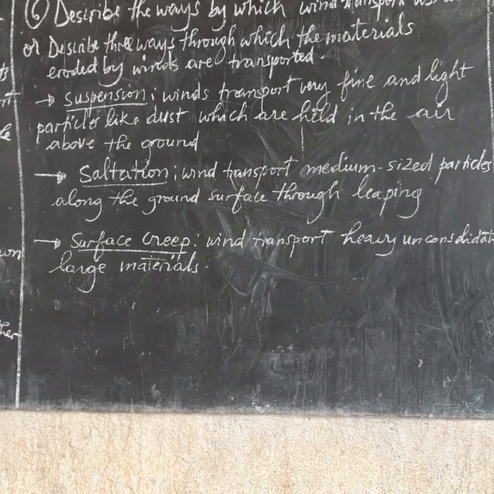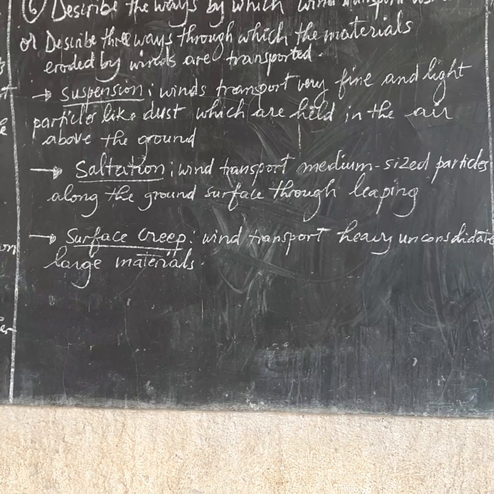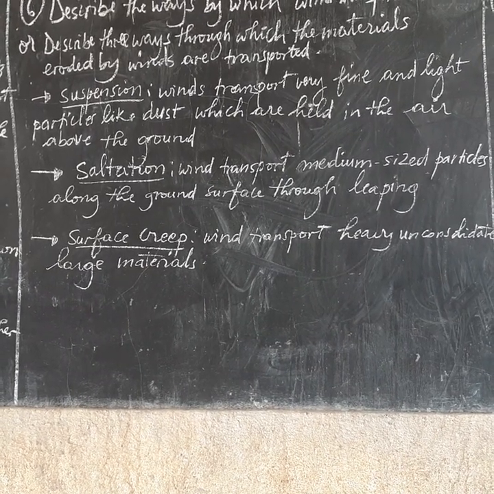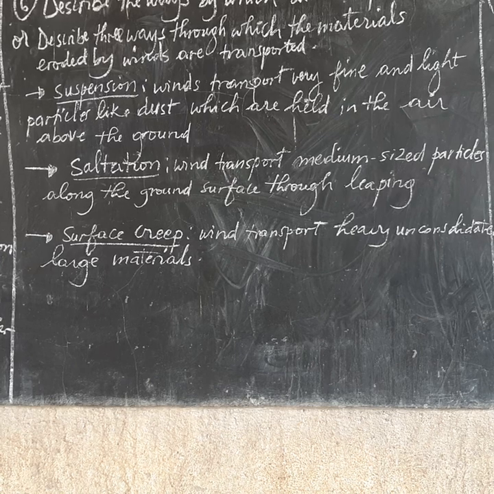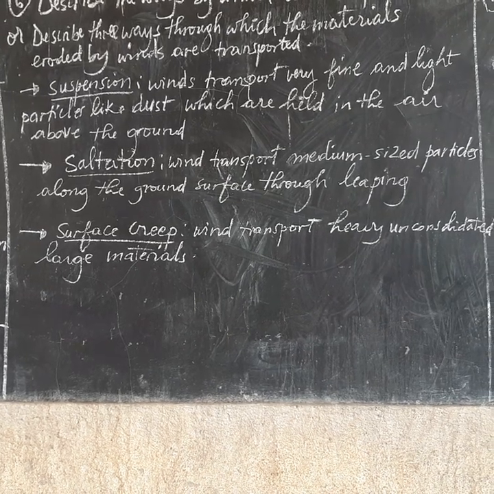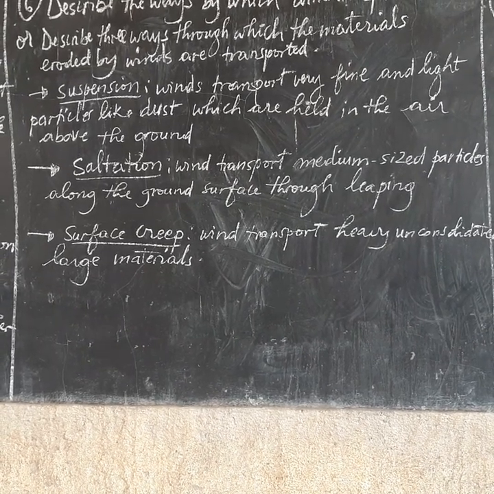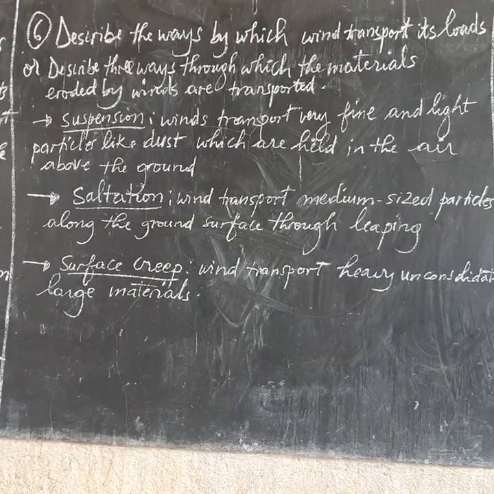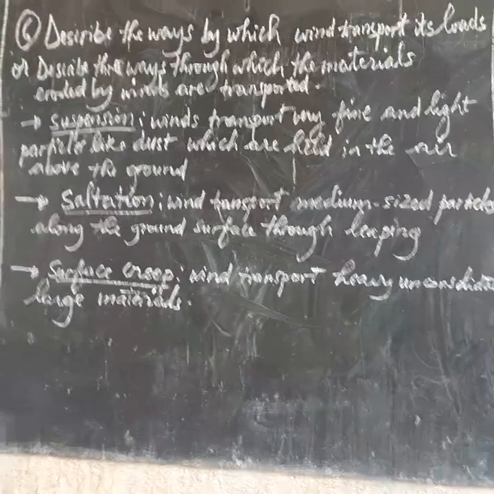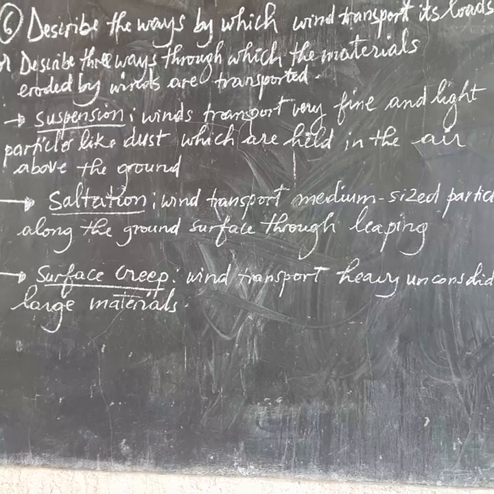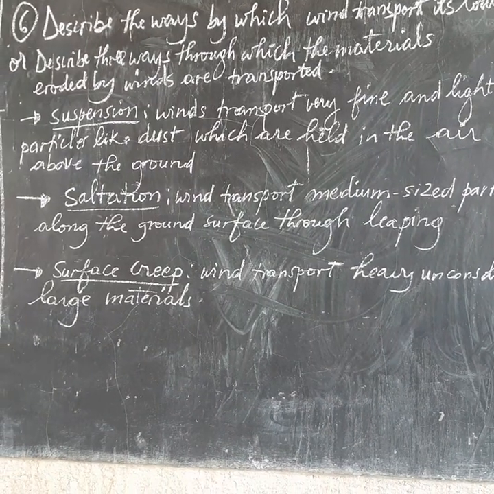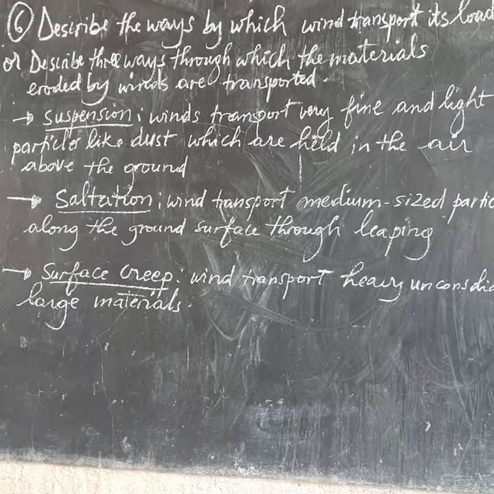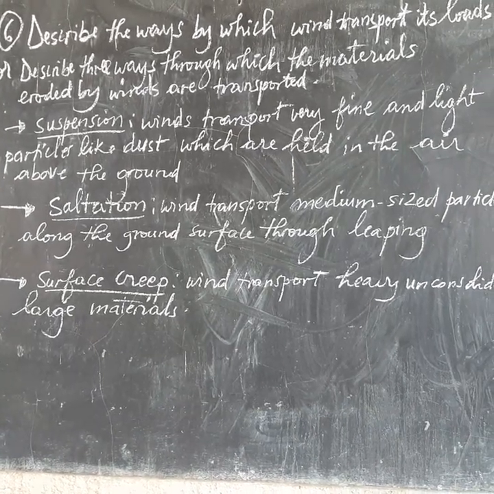So we have the way number 1, or process 1, which is suspension. Suspension here, the wind transports very fine and light particles like dust which are held in the air above the ground. So meaning that this is the process by which wind transports its load, where the wind transports the light materials like dust, like papers, or any other kind of light materials.